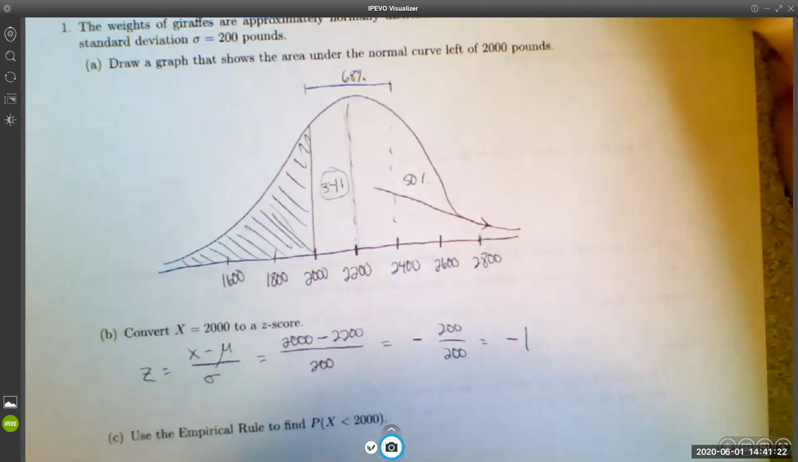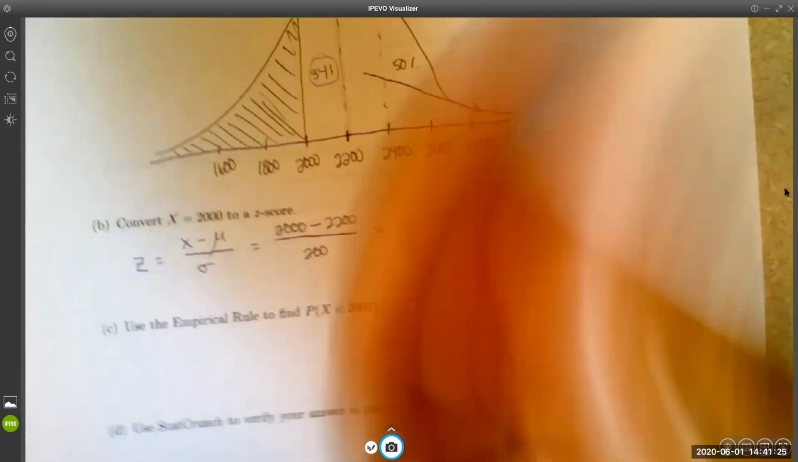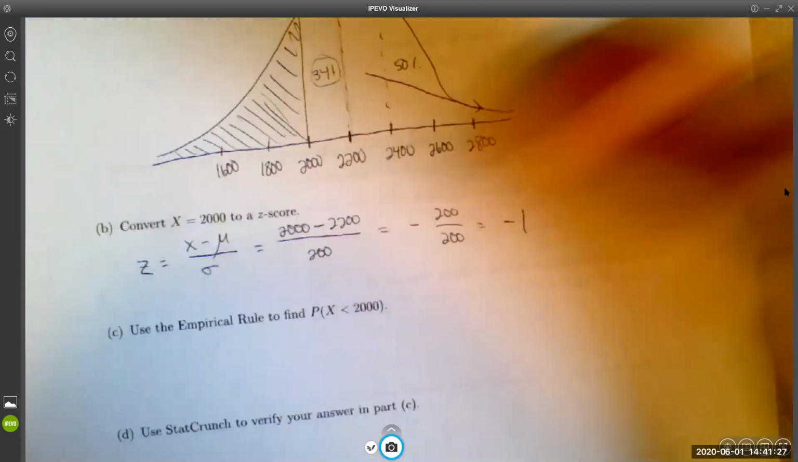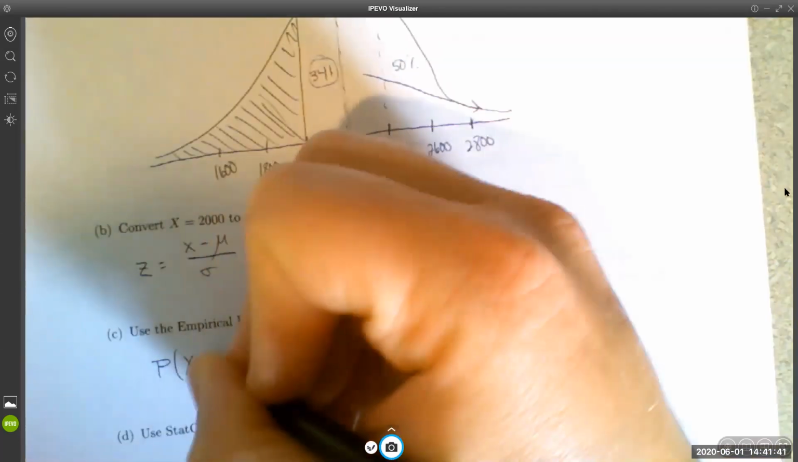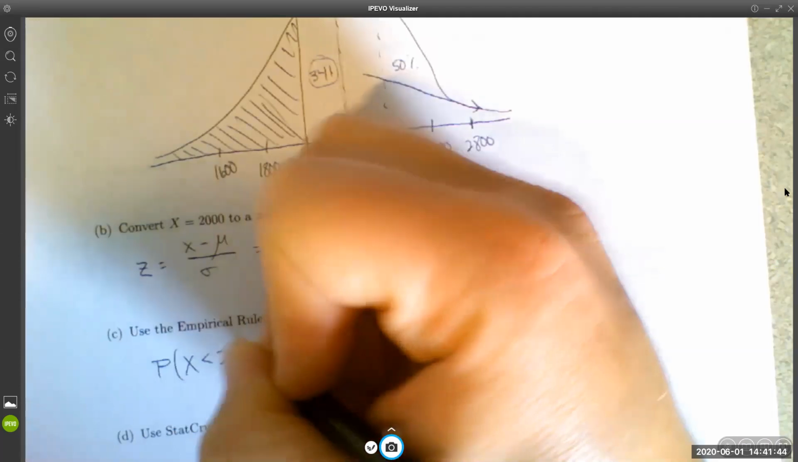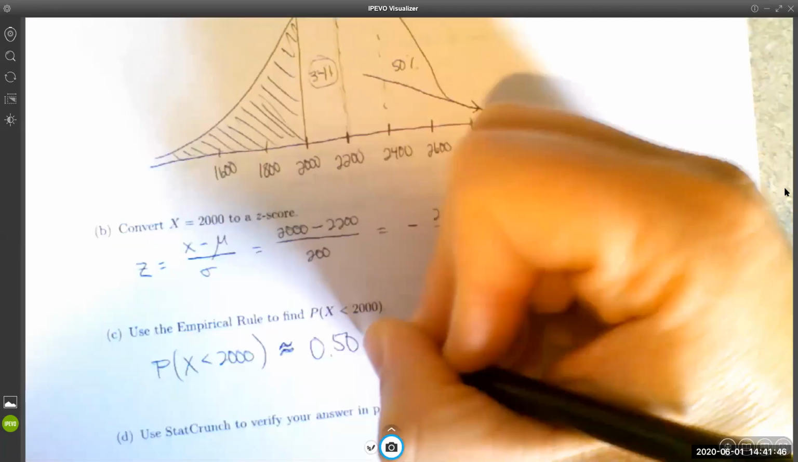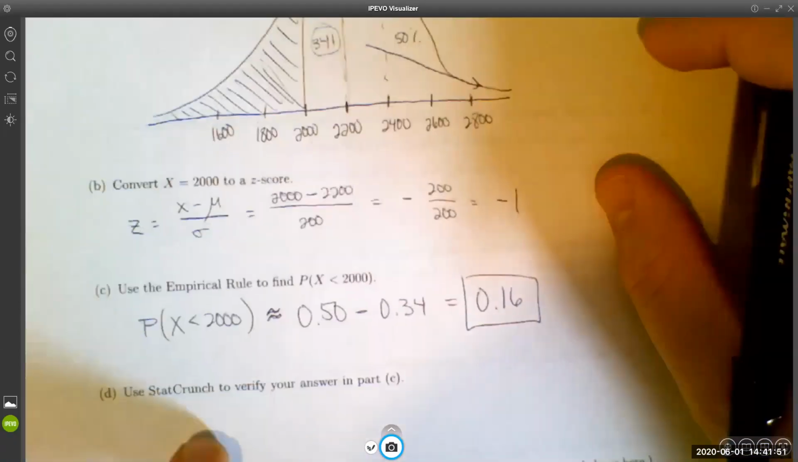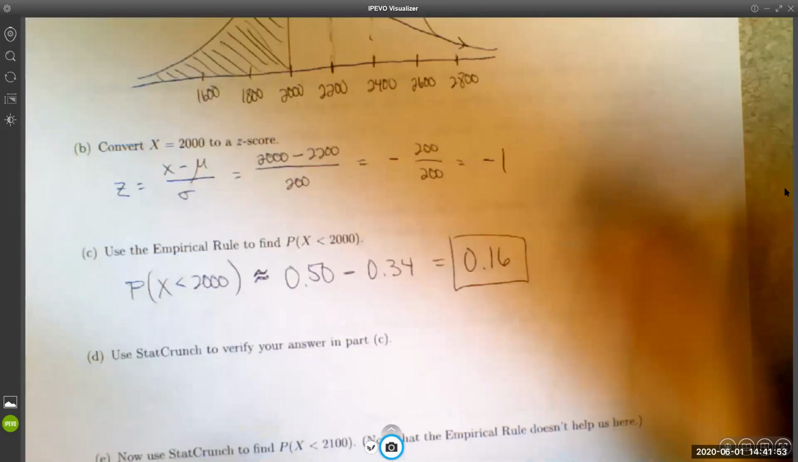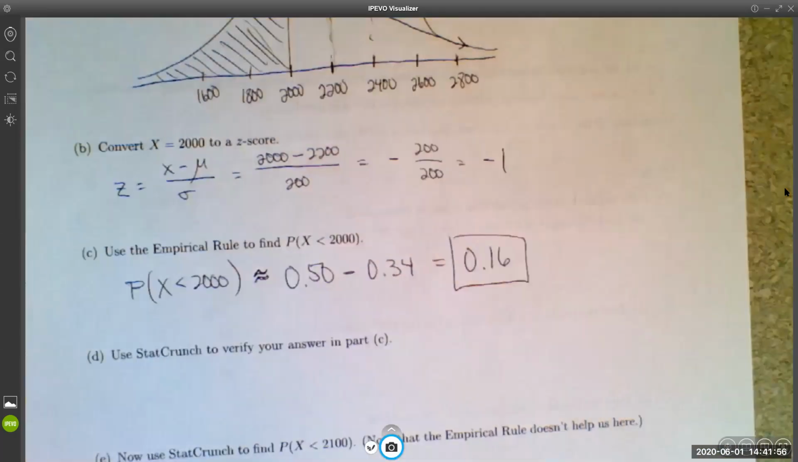So I'm going to say the probability that x is less than 2,000 is going to be approximately 50% minus 34, and that's 16%, I think. So I'm going to guess 16%. Now, part D. This is the new stuff, right? Now it says use StatCrunch to verify your answer in part C.